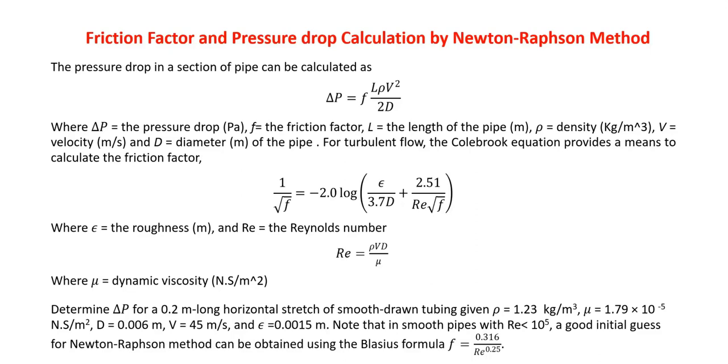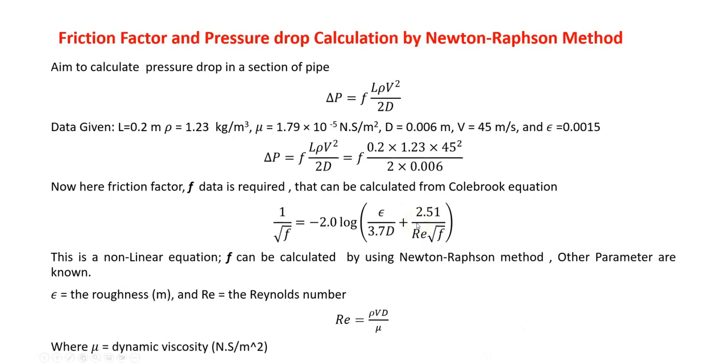Now this is the problem. So here we have to calculate del P, and for that we need that friction factor. Now how do we solve this problem? So first, what is the aim? The aim is to calculate the pressure drop in the section of pipe. So the pressure drop equation is given. So del P is equal to F L rho V square by 2D.